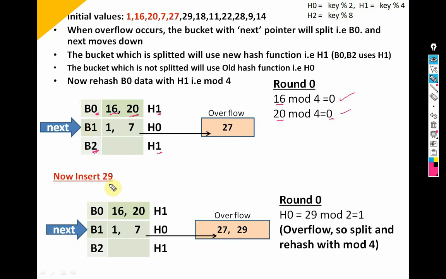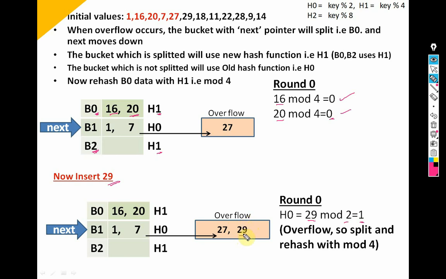Now I am inserting 29. I am using the h0 hash function. 29 mod 2 is 1, means 29 is to be placed in the first bucket. But the first bucket is full. It is already overflowed with 27. Now you place the 29 by the side of 27. Overflow occurred. Again overflow occurred.